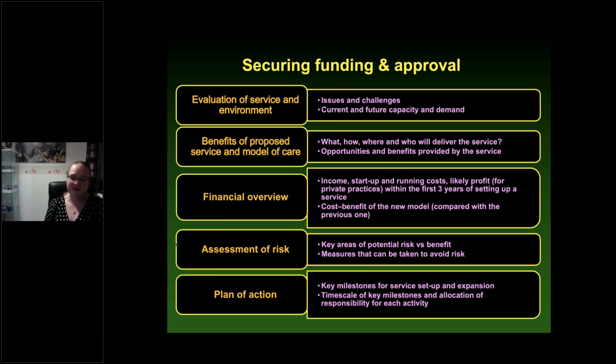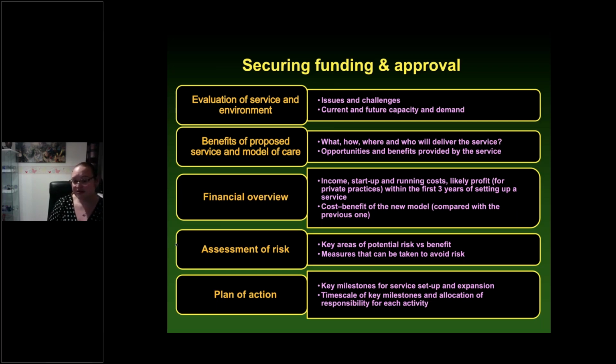You need to think from a financial point of view about what income do you need, what are the startup and running costs of running the service, what's the likely profit within the first 3 years of setting up the service, and what's the cost benefit of the new model compared to what we're currently providing.